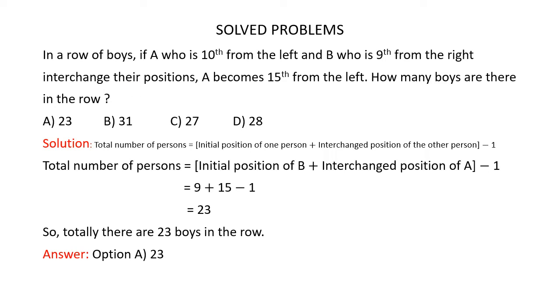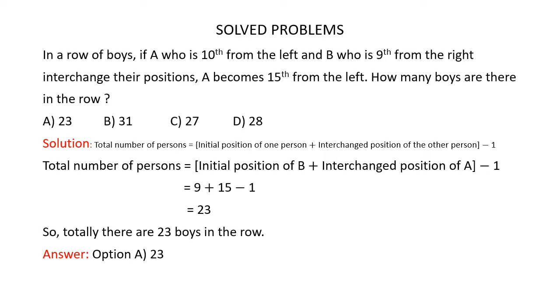Now this problem is about the interchange of positions. So use the formula total number of persons is equal to initial position of one person plus interchanged position of the other person minus 1. Here we know the interchanged position of A. So we'll consider the initial position of B and interchanged position of A in the formula.